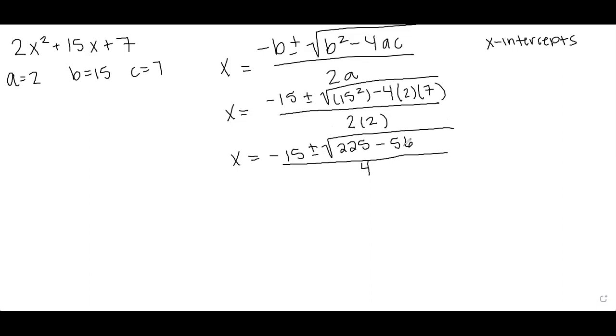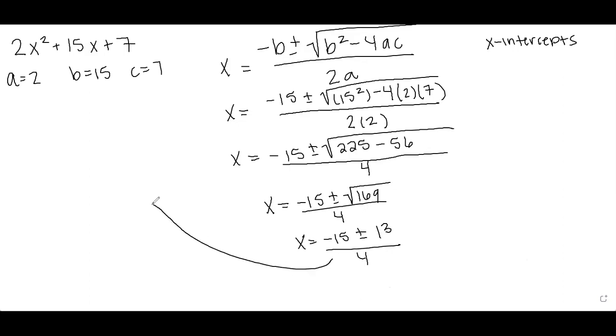So we can go ahead and do 225 minus 56, which will give us 169. So that'd be x equals negative 15 plus or minus the square root of 169, all divided by 4. And then the square root of 169, right, Alexa? Because we're not going to forget that square root sign, is 13. So it'd be x equals negative 15 plus or minus 13, divided by 4.